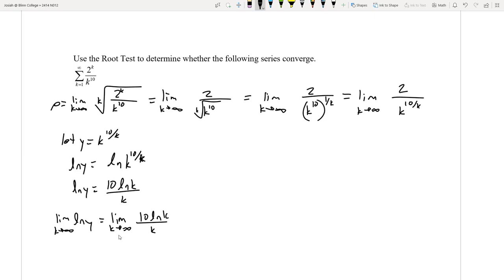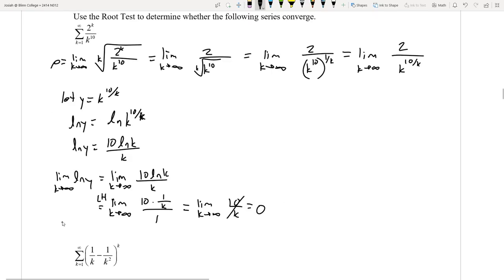Infinity over infinity, this is L'Hopital's already. When we do that, we get a 1 on the bottom, 10 times 1 over k. So we get the limit as k tends to infinity of 10 over k. This guy will go to 0. So the limit as k tends to infinity of y will be e to the 0, which is 1.